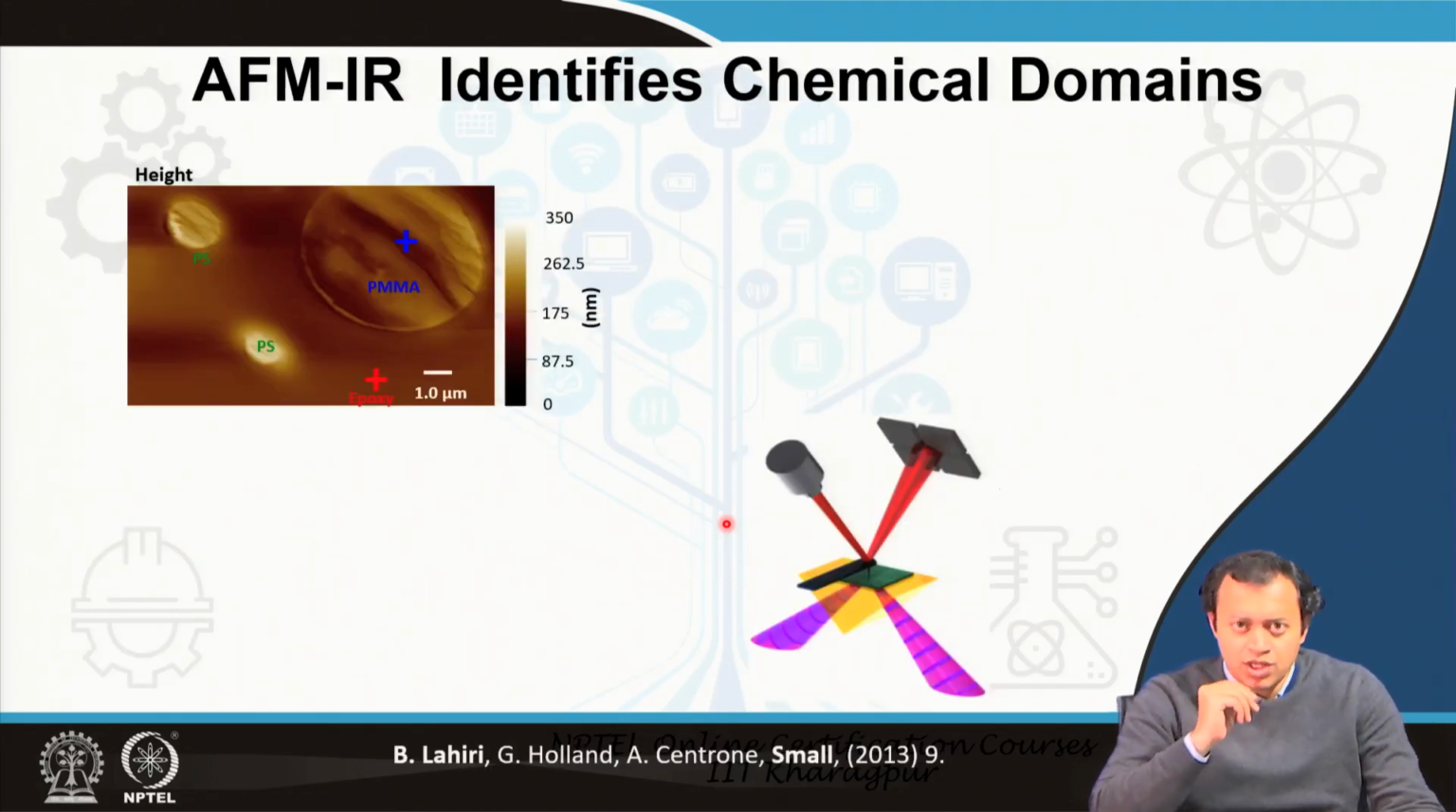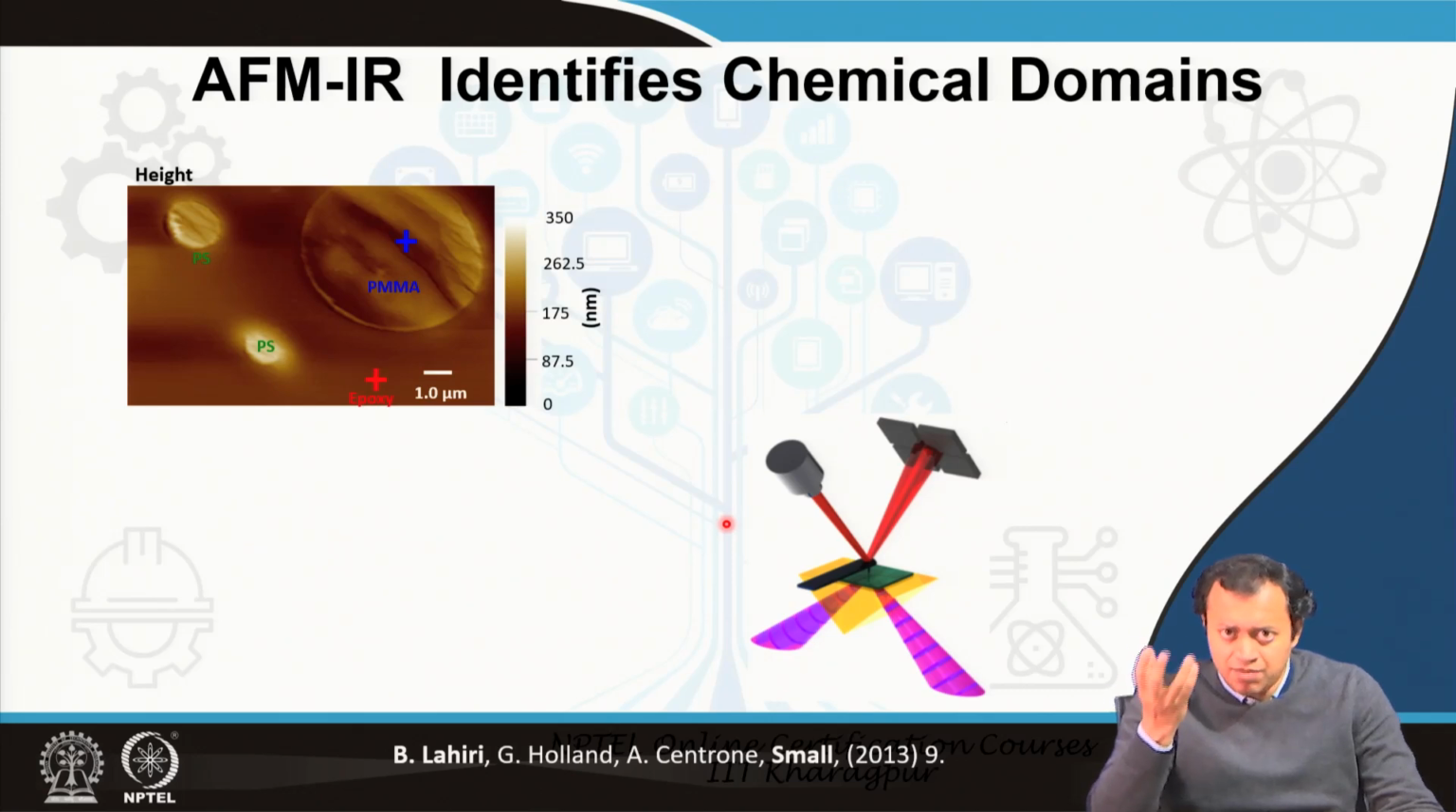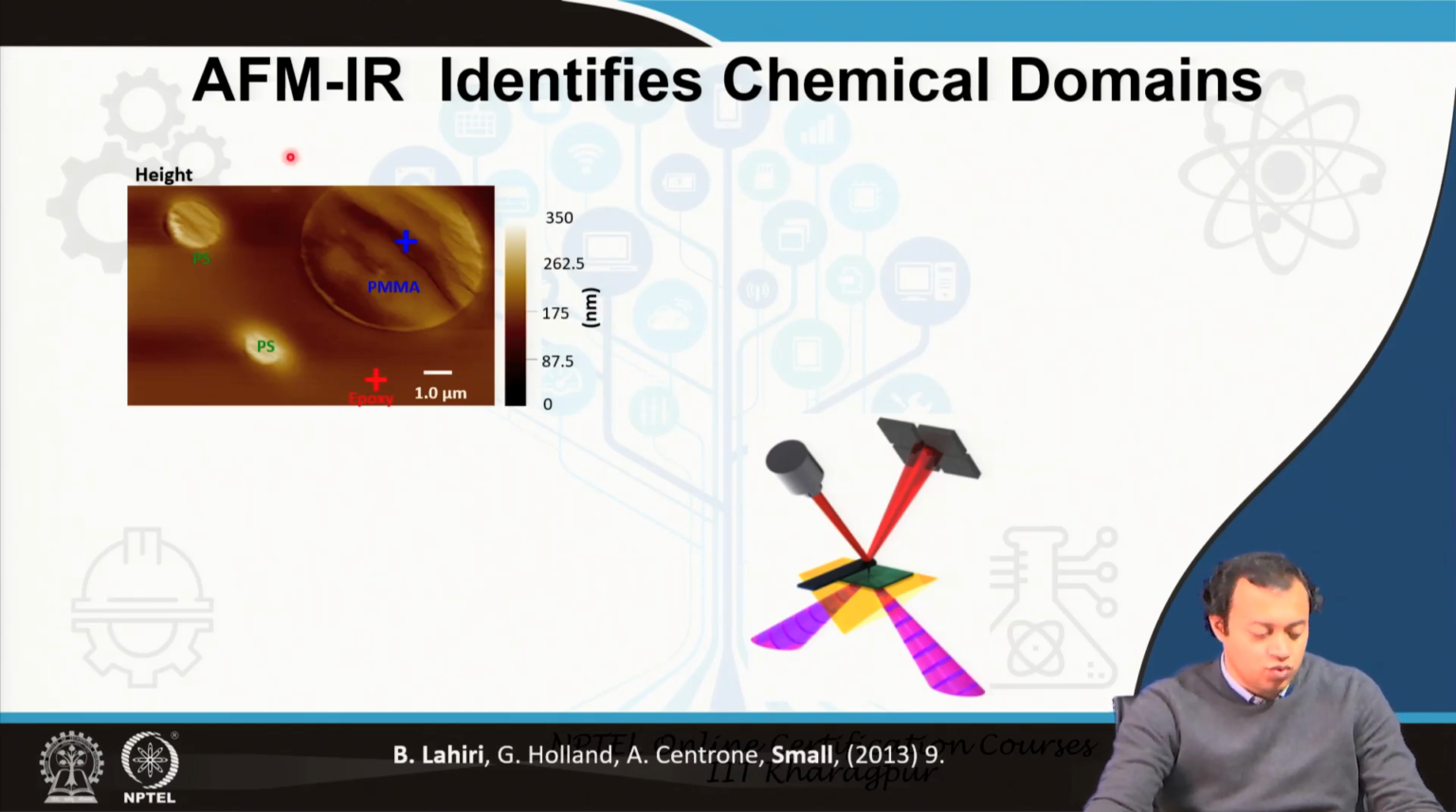So, we started with a known sample. When you are trying to establish a proof of concept, you start with a known sample. We start with a sample that has three different chemical domains: polystyrene, small spheres, PMMA, polymethyl methacrylate, large spheres, and epoxy resins. These are three different chemical species: epoxy resin, the red one, polystyrene, and PMMA. You get a height image of it, an impression image of it using your atomic force microscope. This gives you length, breadth, height, absolutely no problem, morphology, but you do not know which one is which.